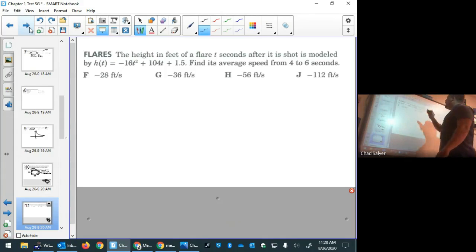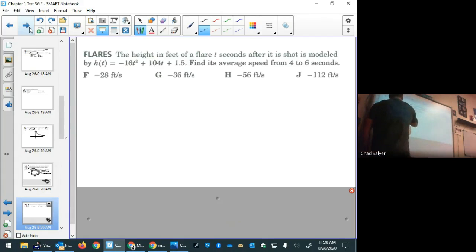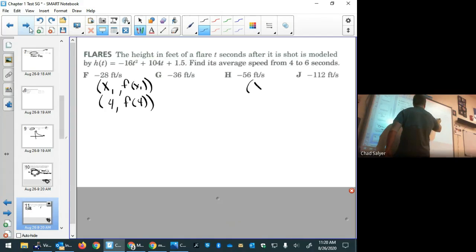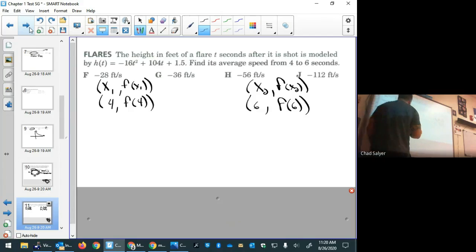Problem 10. The height in feet of a flare t seconds after a shot is modeled by this equation. So we're going to find its average speed from 4 to 6 seconds. So we're going to get x sub 1 and f of x sub 1, so that's going to be 4 and f of 4. And then over here, we've got x sub 2 and f of x sub 2. So in that case, it's going to be 6 and f of 6.